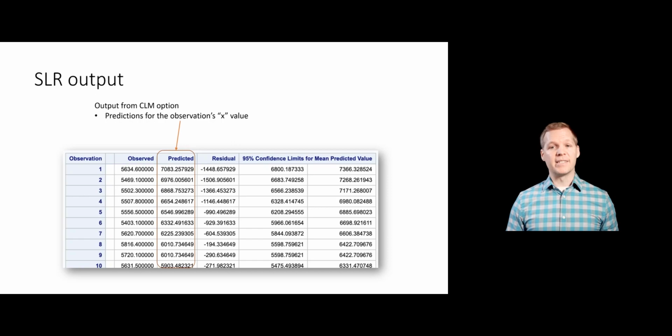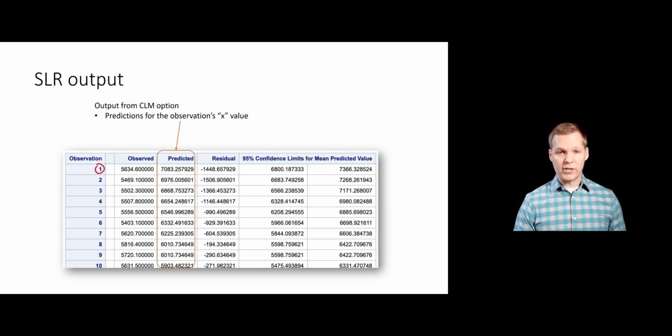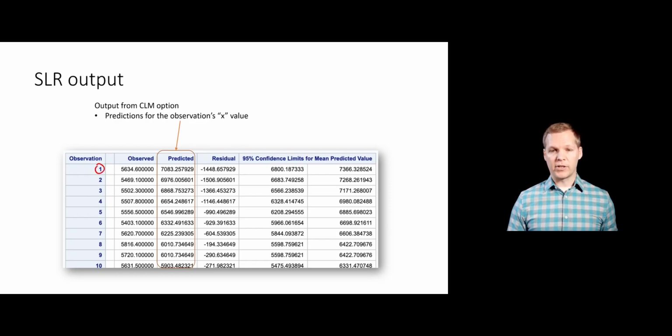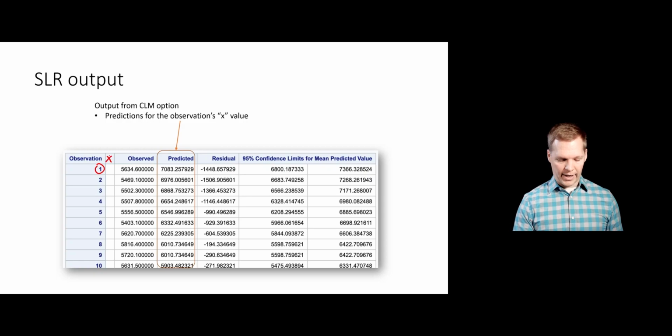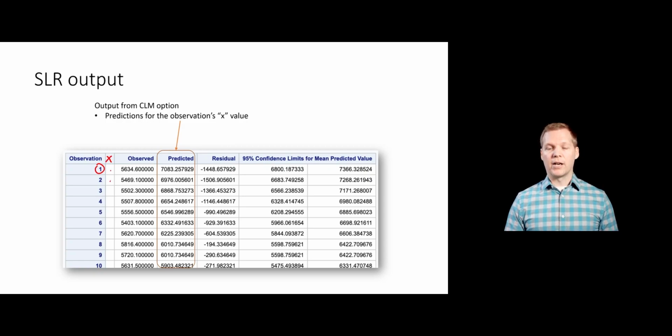Here's the output from the CLM option. The CLM option is going to produce confidence intervals for the mean response at every x value in your data set. Over here we have which observation we are corresponding to. So for every observation in our data set, we have a predicted value and then a confidence interval for the mean response for that x that is associated with that observation. Unfortunately, SAS does not tell you what the x values are. It would be great if they gave us what x was right here, but they don't. So you do have to relate this back to your overall data set.